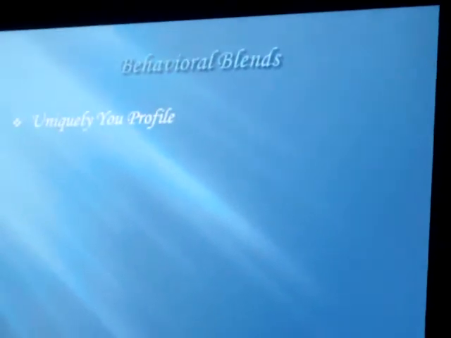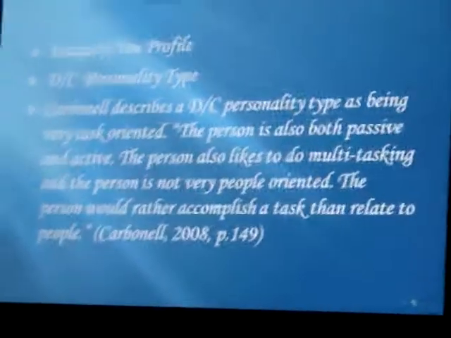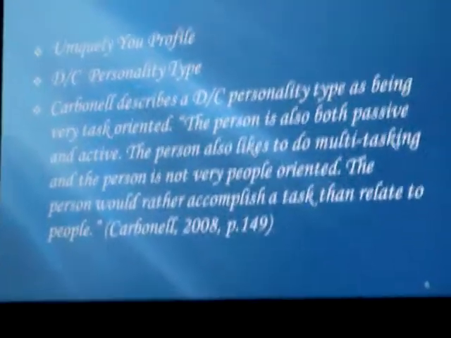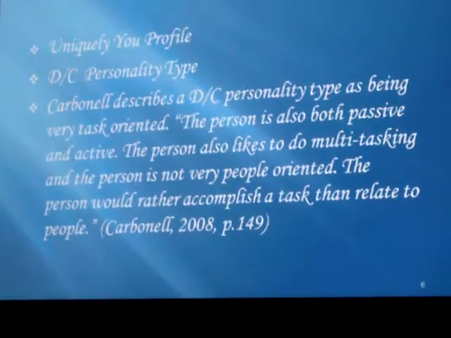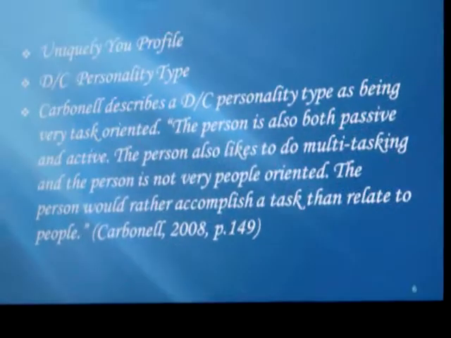We have behavioral blend. Uniquely viewed profiles. Profiles in the U.S. having a DC personality type. Carbonell describes the DC personality type as being very task-oriented. The person is also both passive and active. The person also likes to do multitasking, and the person is not very people-oriented. The person would rather accomplish a task than relate to people.